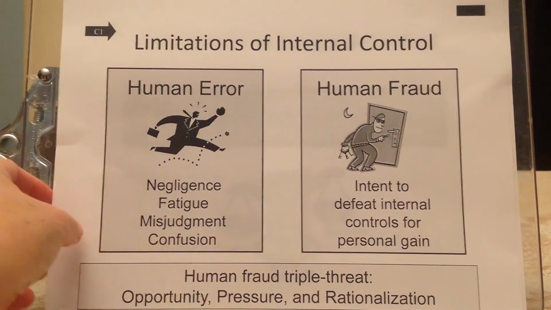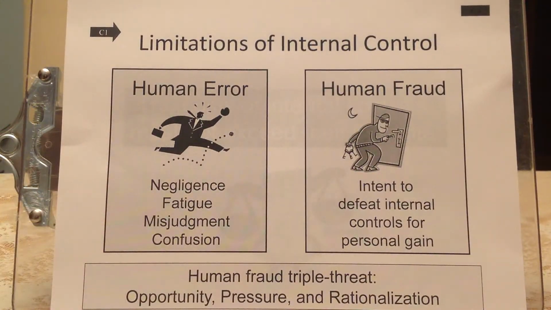The limitations of internal control: the human error factor. There can be negligence, fatigue, misconduct or misjudgment, and confusion. We all know that we can get tired, and that can lead to misjudgment and confusion and maybe negligence. But fraud is when you have the intent to defeat the internal controls for personal gain. So for there to be fraud, you have to have done it for personal gain. That's a huge burden to prove.